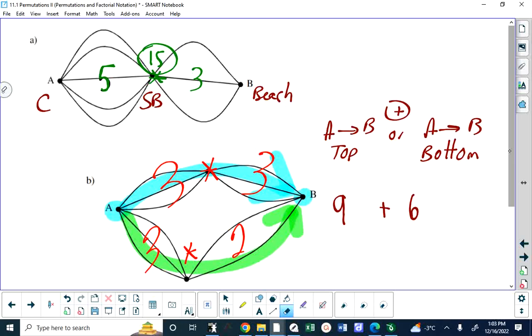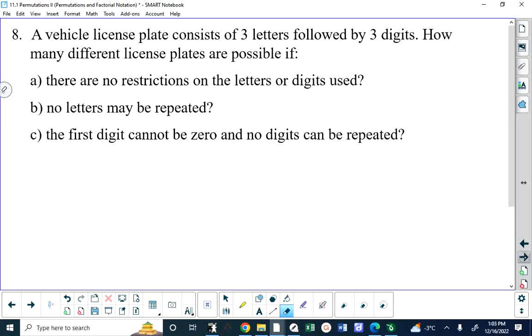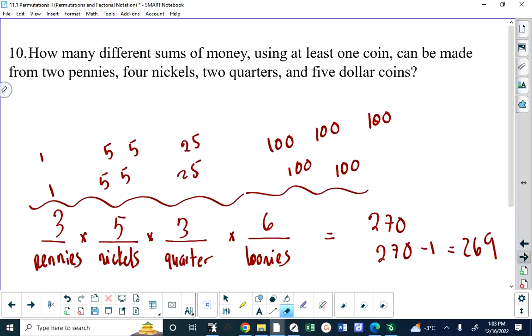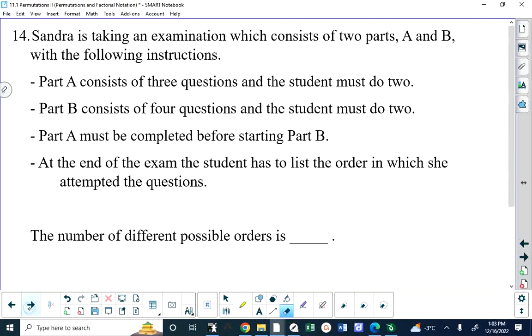Other questions? Go ahead. 14. Okay, let's look at 14. So Sandra is writing an exam. It consists of 2 parts, A and B. Part A consists of 3 questions. The student must do 2.